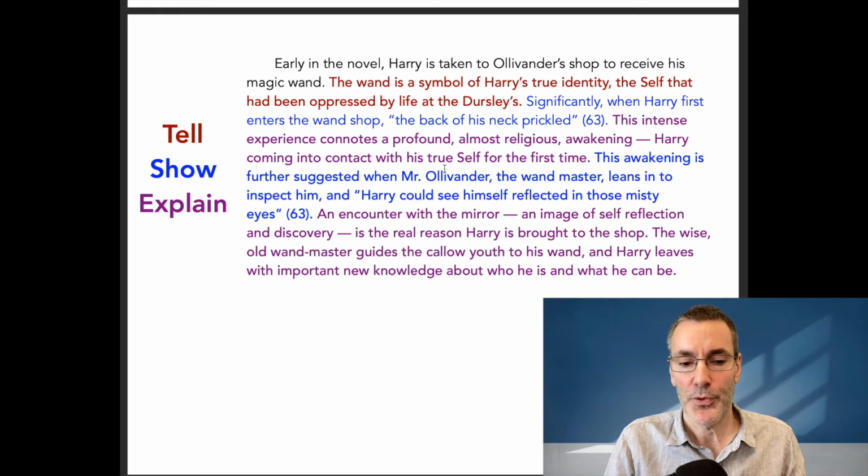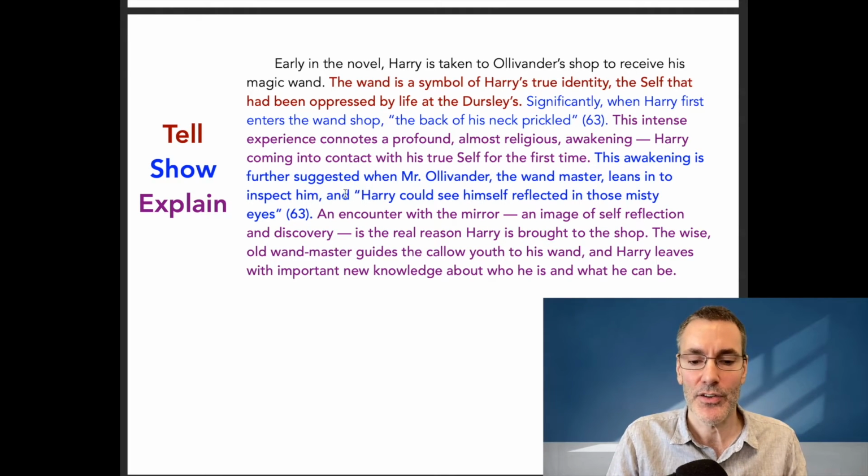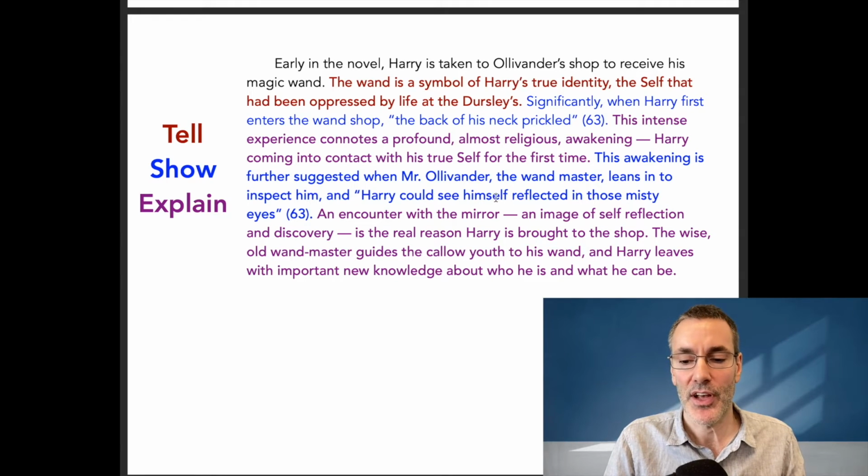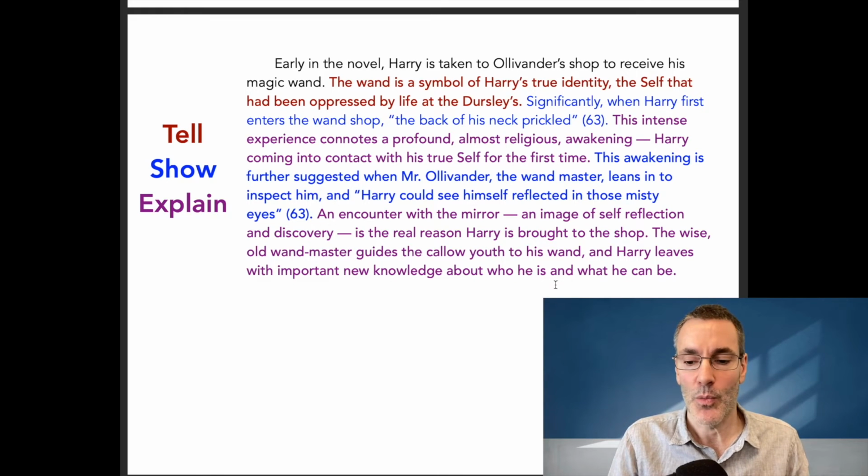time. This awakening is further suggested when Mr. Ollivander, the wand master, leans in to inspect him, and Harry could see himself reflected in those misty eyes. An encounter with the mirror, an image of self-reflection and discovery, is the real reason Harry is brought to the shop. The wise old wand master guides the callow youth to his wand, and Harry leaves with important new information about who he is and what he can be.